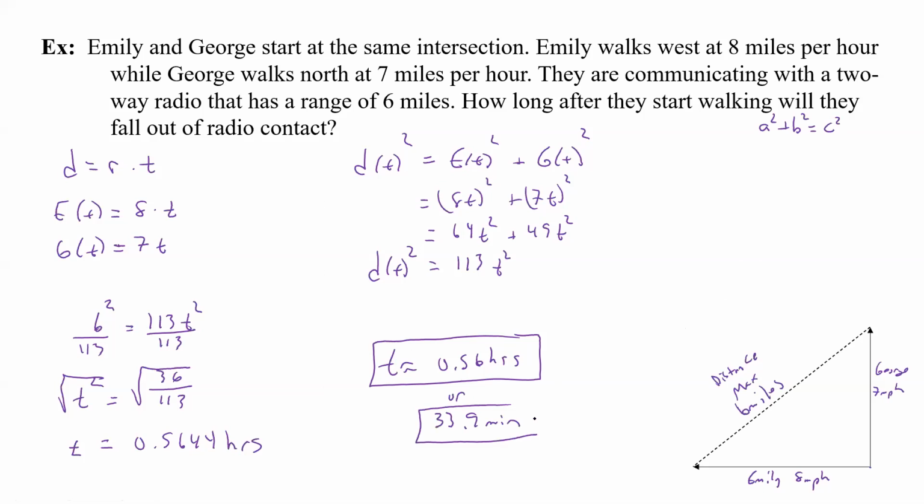So again, it depends on if they want hours or minutes, but since we're working in miles per hour, this would probably be the one that they would ask for. But if they decided they wanted it in minutes, all you do is take it times the 60, and we get our 33.9 there.